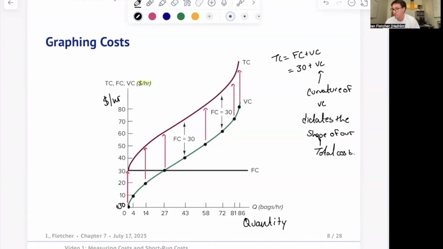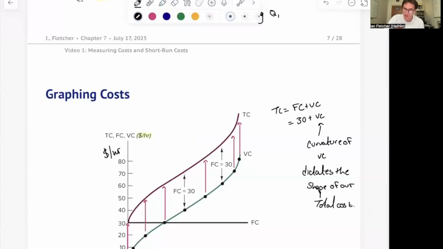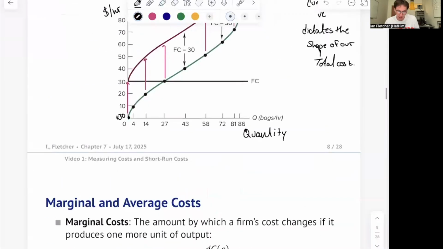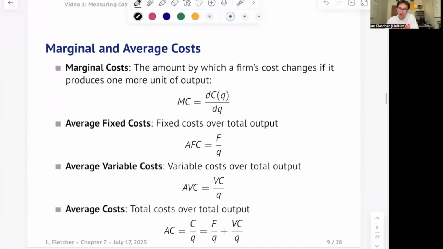The other way that you can think about fixed costs is that it's simply just kind of an additive term out in front. It's just moving the intercept on the price curve. But yeah, it should be pretty straightforward that way. And so now we're getting into these things called marginal and average costs.